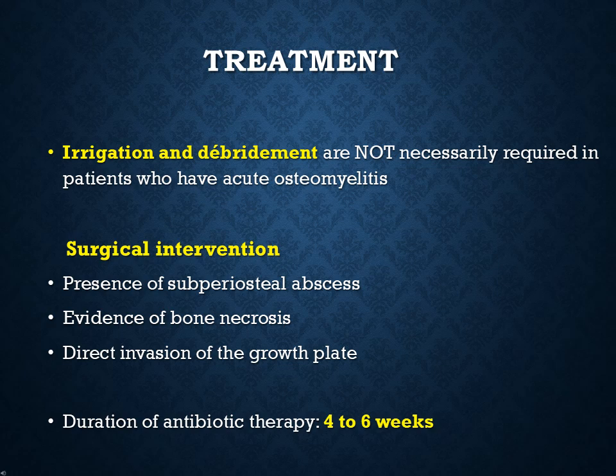It is important to note that irrigation and debridement are not always required in patients with acute osteomyelitis, especially when there is no abscess or necrosis. However, surgical intervention becomes necessary in certain situations, such as the presence of a subperiosteal abscess, evidence of bone necrosis, or direct invasion of the growth plate. In these cases, surgery aims to remove infected and dead tissue to help control the infection and prevent complications.